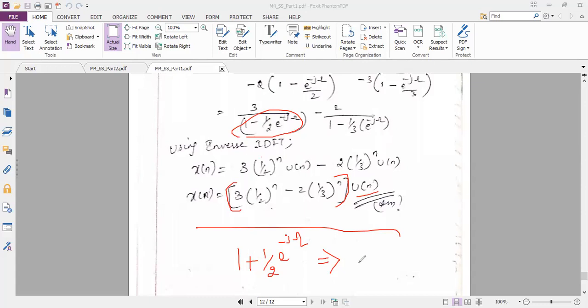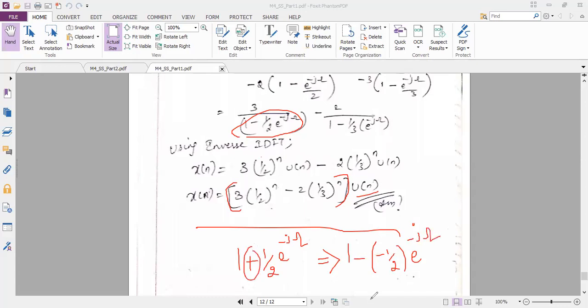Minus 1 by 2 to the power n, ma'am. Very good, very good. We will write like this: 1 minus of minus 1 by 2. I hope you are understanding it. First we will split it: 1 minus of minus 1 by 2 e power minus j omega. So when you combine this again, you will be getting plus only.